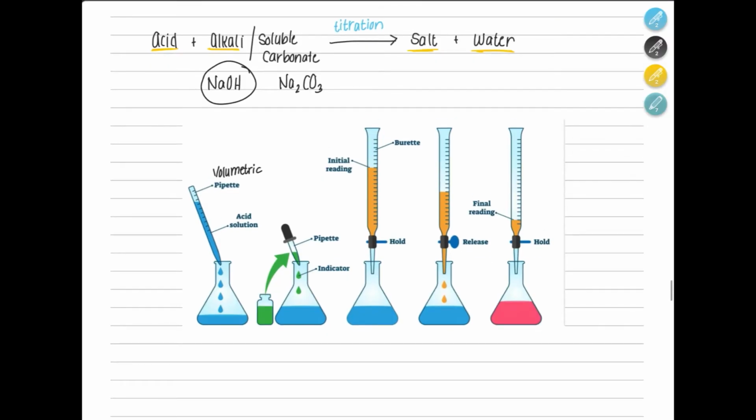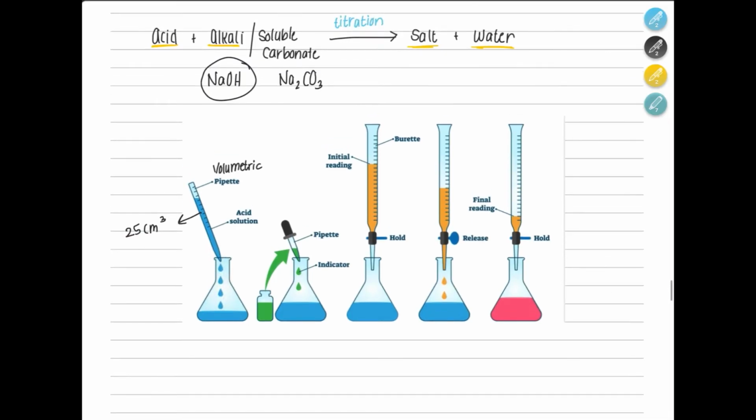So first you have a conical flask, and using a volumetric pipette, you add a known amount of acid into your conical flask. Now what is a volumetric pipette? So a volumetric pipette is, for example, let's say you have this pipette. It can only contain a fixed amount of volume. For example, if this is a 25 centimeter cube volumetric pipette, it only has the measurement for 25, not 24, not 21, only 25 centimeter cube. So using this, you only add 25 centimeter cube of acid.